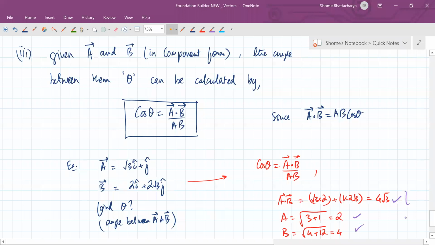Okay. So substitute these here. So you're getting that cos theta is 4 root 3 divided by 2 into 4. So cos theta is root 3 by 2. So theta is 30 degrees.